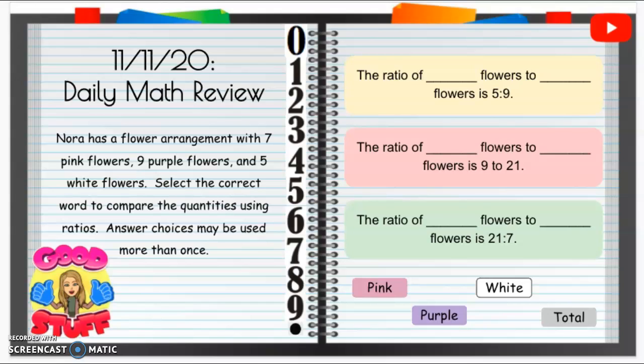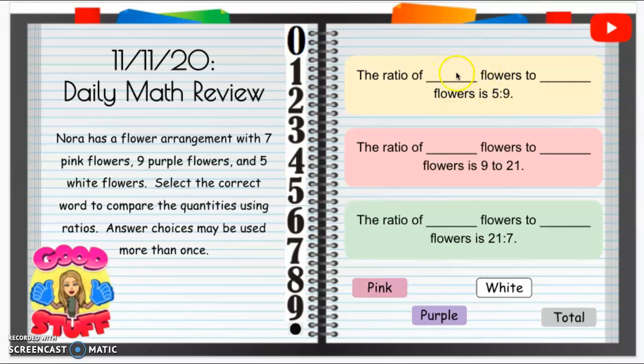Nora has a flower arrangement with seven pink flowers, 9 purple flowers, and 5 white flowers. Select the correct word to compare the quantities using ratios. Answer choices may be used more than once. All right, so over here we have 3 different ratio statements. It says the ratio of blank flowers to blank flowers is 5 to 9.